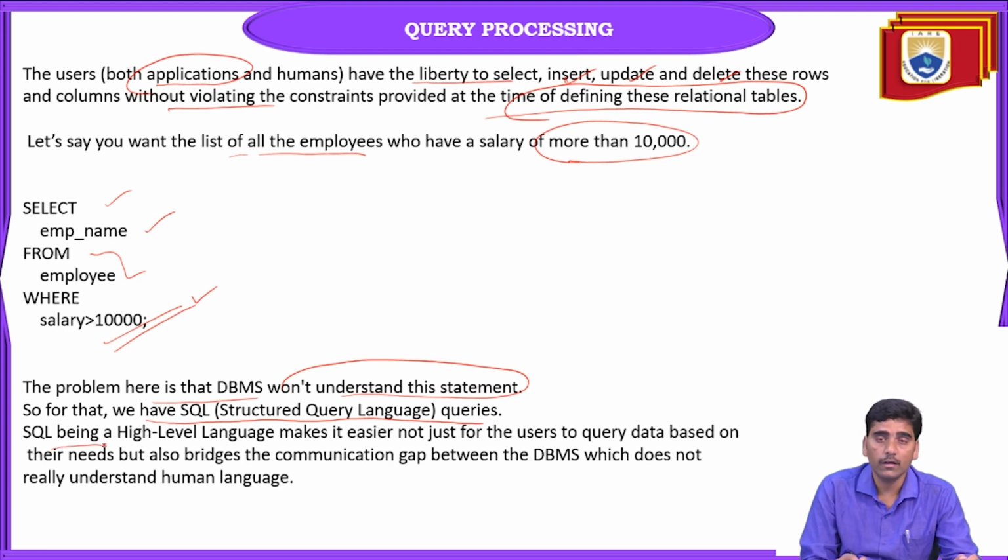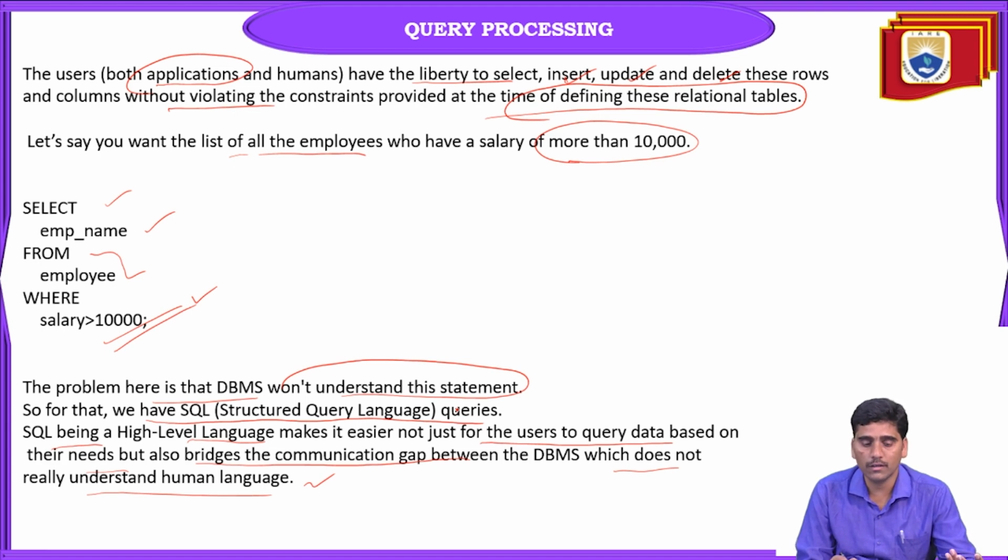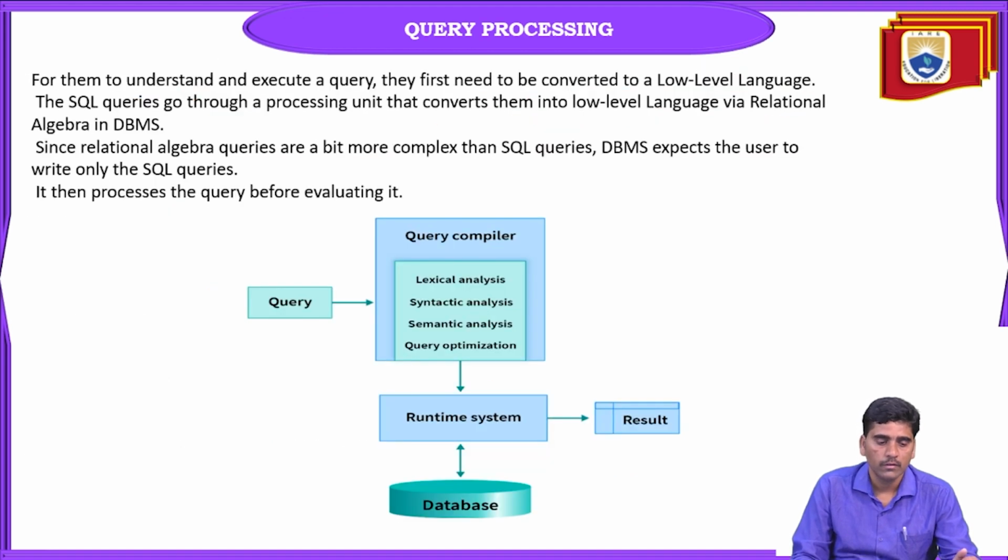SQL, being a high-level language, makes it easier not just for users to query data based on their needs, but it also bridges the communication gap with the DBMS, which does not understand human language. It maintains communication between the two, either the DBMS compiler or a human, so that they can understand and execute a query.